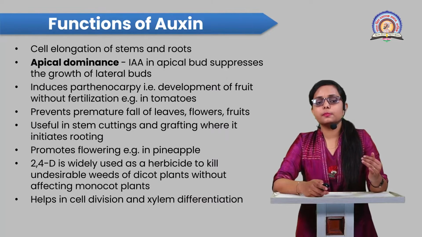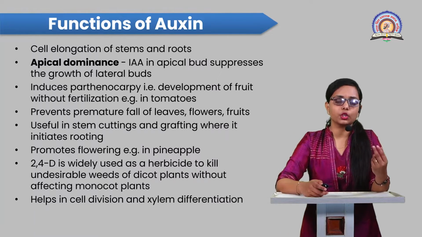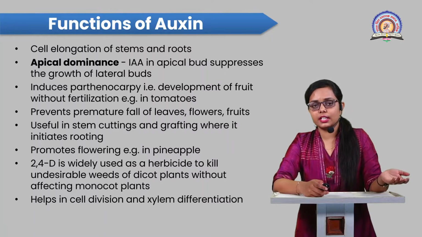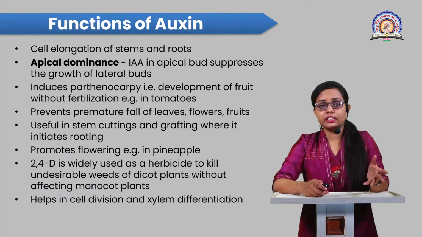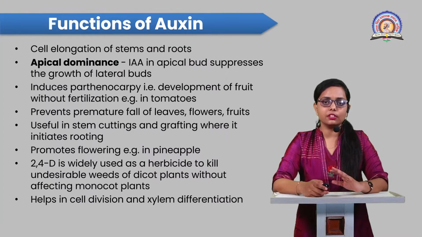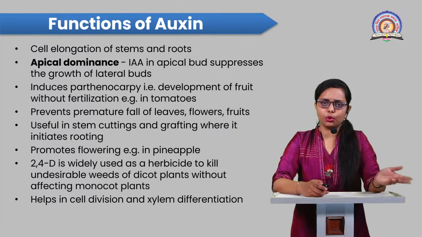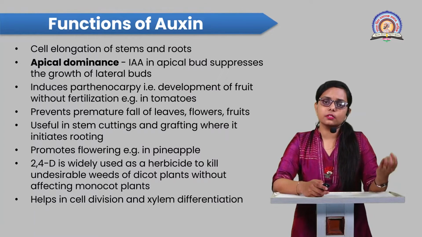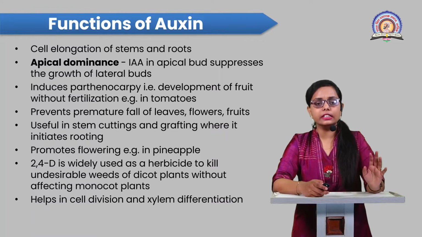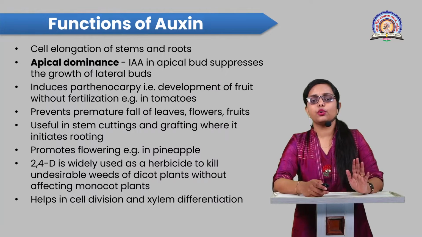It also prevents premature fall of leaves when we apply auxin. Sometimes, because of nutrient deficiency or water scarcity, premature leaf fall occurs. Naturally, a leaf turns yellow and then starts falling. But sometimes, due to drought or nutrient unavailability, the leaf starts falling when it is green in color. At that time, if you apply auxin, it will prevent the premature fall of leaves, flowers and fruits also.